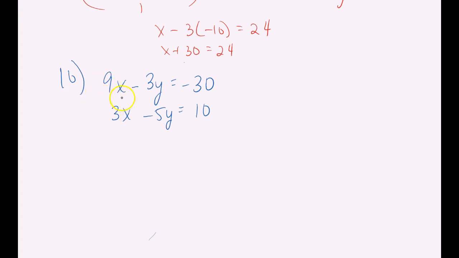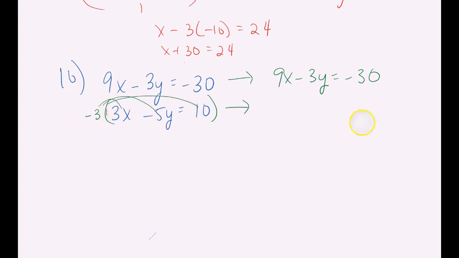So if this is a positive 9x, I want this to be a negative 9x, right? So how do I make this a negative 9x? Well, I multiply by negative 3. And if I do that, I know these two are going to cancel whenever I add them together, okay? So that's what I'm going to do. I'm going to recopy this one. 9x minus 3y equals negative 30. And I'm going to multiply this one. Just remember to distribute to everybody.